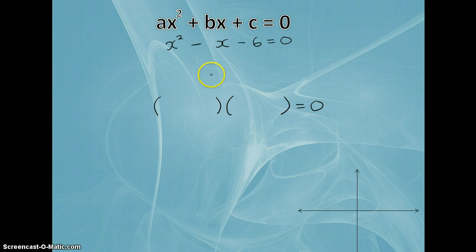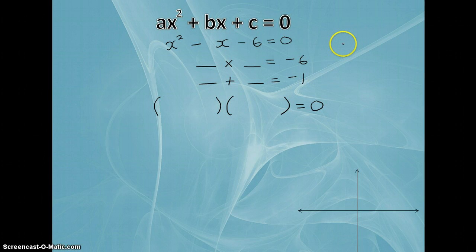Now to be able to factorize, we have to ask ourselves two very simple and linked questions. What two numbers will multiply to make your c value? Our c value in this case is minus 6. But also the same two numbers must also add to make your b value. And in this case b is minus 1. Remember, in algebra, if there is no number next to your algebra term, we have to assume there is a 1 there. So minus 1.